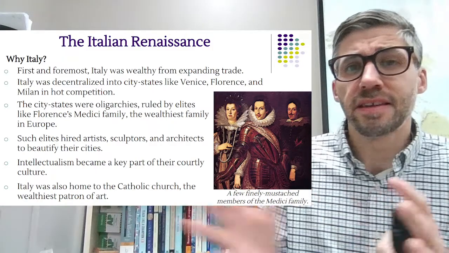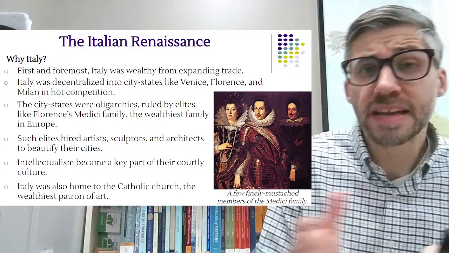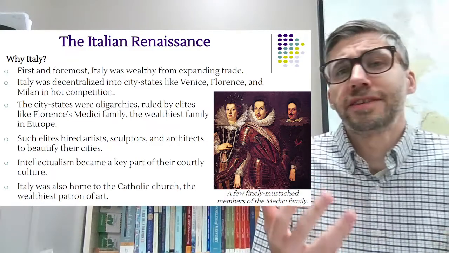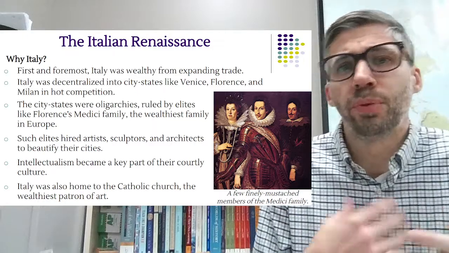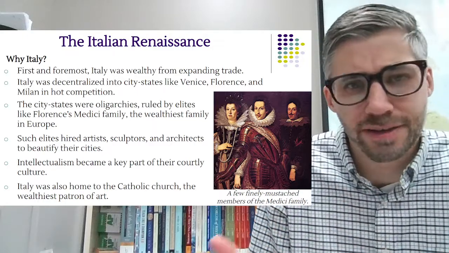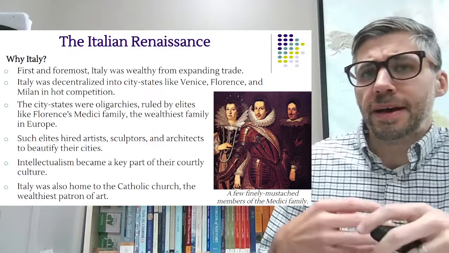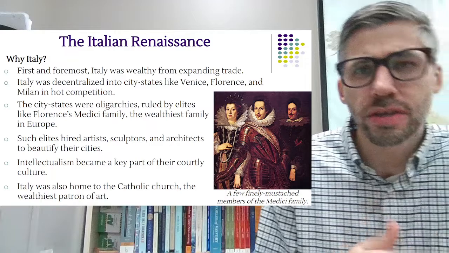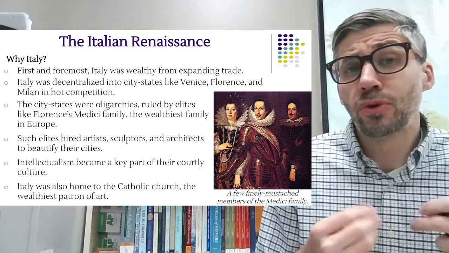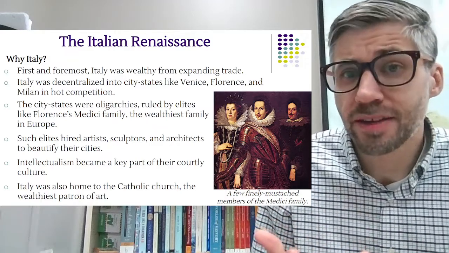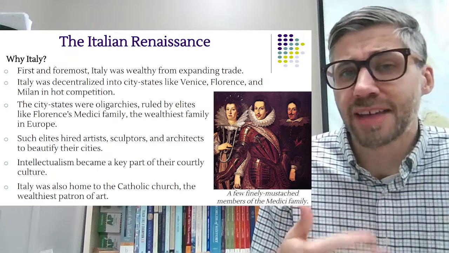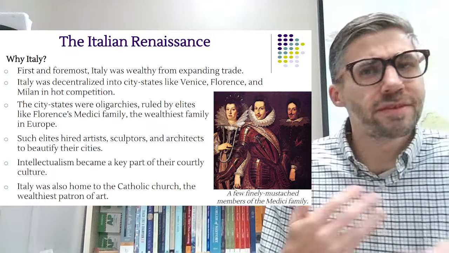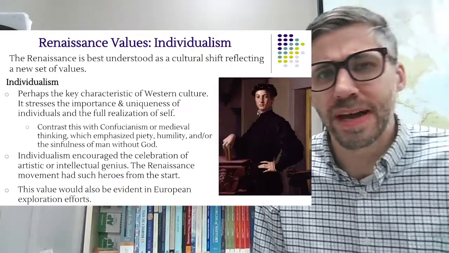One of the ways these oligarchical families competed against each other was over who could have the grandest city, the grandest architecture and art, or books that they had patronized, all these sorts of things. So Italy had wealth, it had competition, and it had people who were interested in patronizing the arts and were behind a lot of these new ideas coming into shape. Those are the reasons we point to for why Italy.